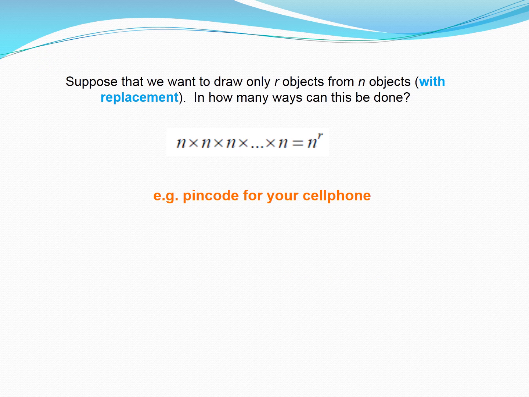For permutations with replacement, you also have n possible objects to choose from every time, and you want to choose R objects as well, but every time you have n possibilities to choose from. So the number of permutations will be n to the power R. For example, for a PIN code for your cell phone, there's 10 possible digits that you can choose from. So you can choose 10 each time, and however many you want to choose. Let's say you want a 4 PIN code, then it will be 10 to the power 4.